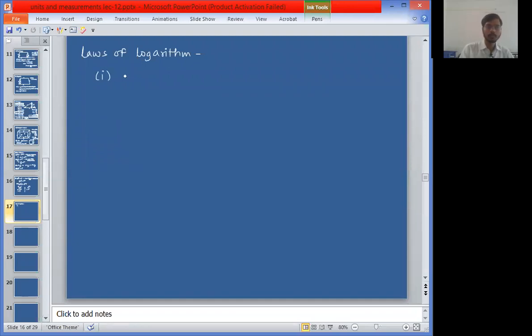Number one, there is one mathematical constant which is called e, and its value is 2.73. Just like there is one more mathematical constant pi, whose value is 22 by 7, which is equal to 3.14. This is 3.14, this is 2.73. This is a mathematical constant. We have to accept that number. Okay, we accepted it.